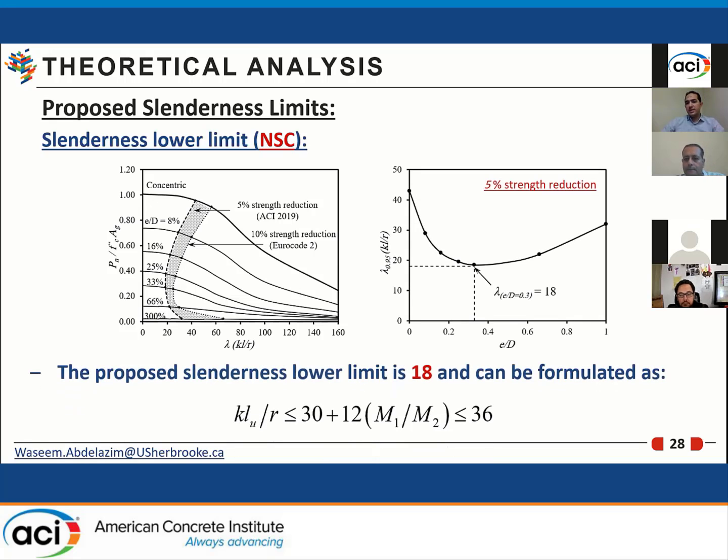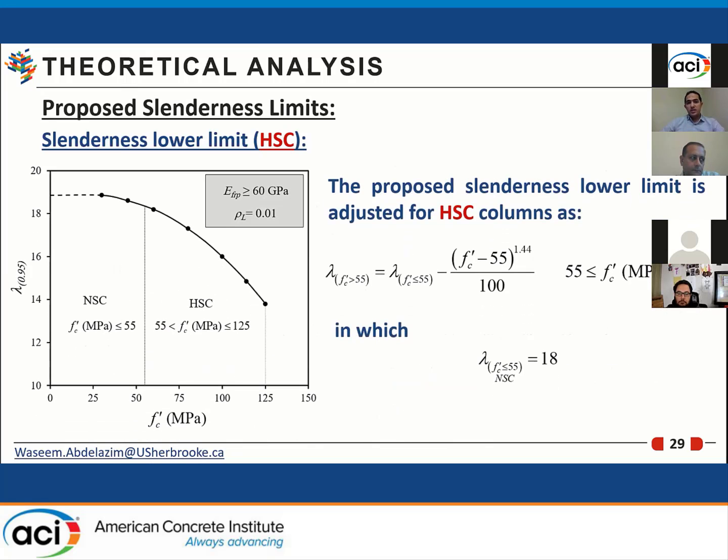This can be clearly shown in the second figure, which shows the variation in the slenderness limit with eccentricity to diameter ratio at 5% strength reduction. And the slenderness limit, as we can see, can be proposed as 18 at an eccentricity to diameter ratio of 0.3. This can be formulated as shown in the equation, similar to the ACI formula. The proposed slenderness lower limit is generalized to include high strength concrete columns based on regression analysis, and the slenderness limit can be found from this equation based on the concrete compressive strengths used.